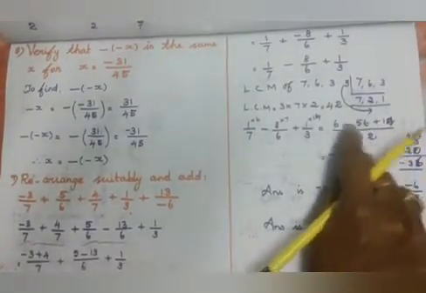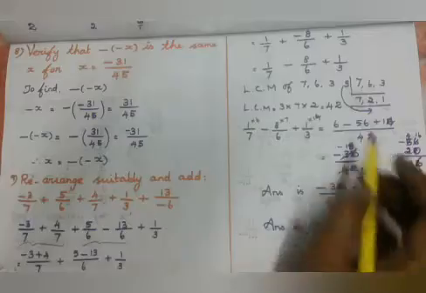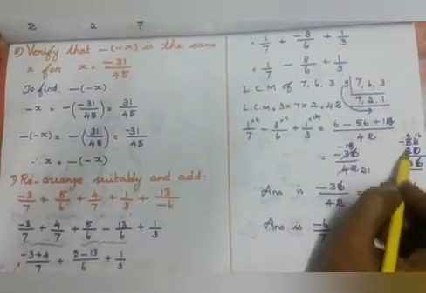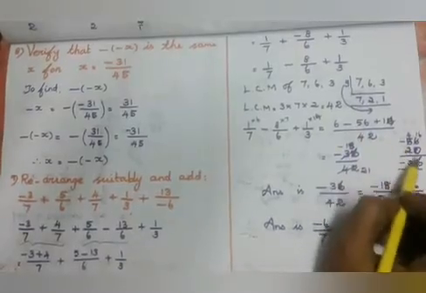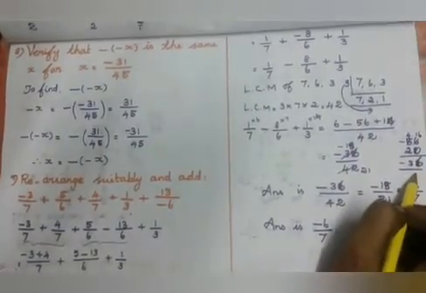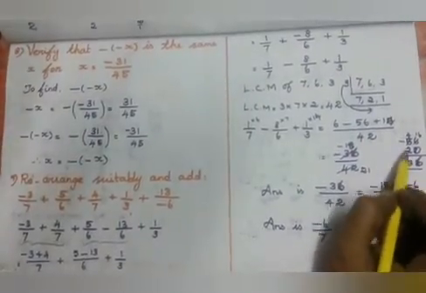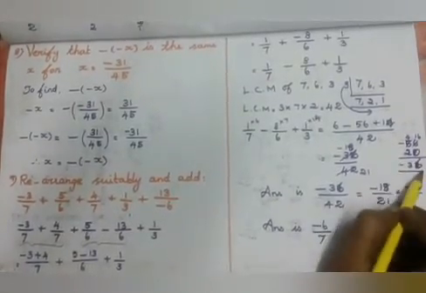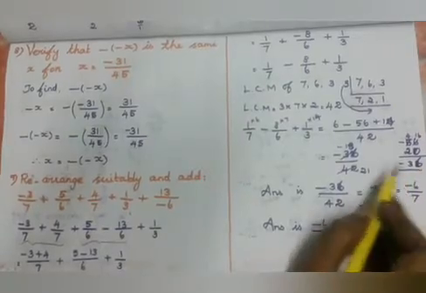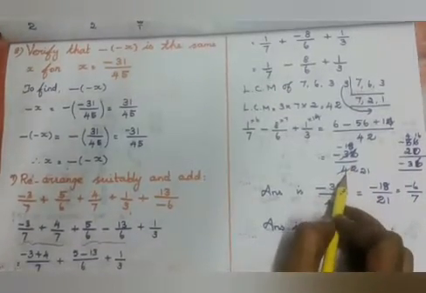First, if the symbols are different, add the same symbol values first. Next, subtract the different symbol values. So 56 minus 20 is 36. Put the greatest number's symbol. Here the greatest number is 56. So we write minus 36. So minus 36 divided by 42.